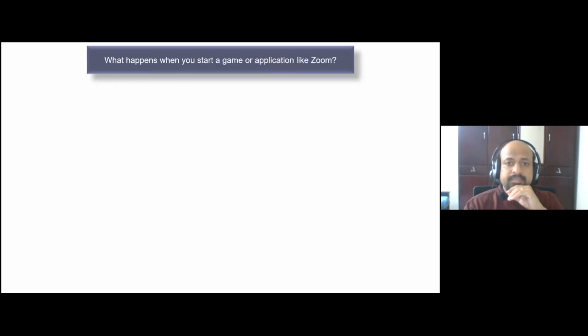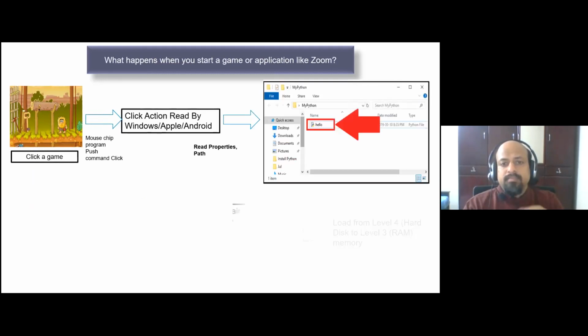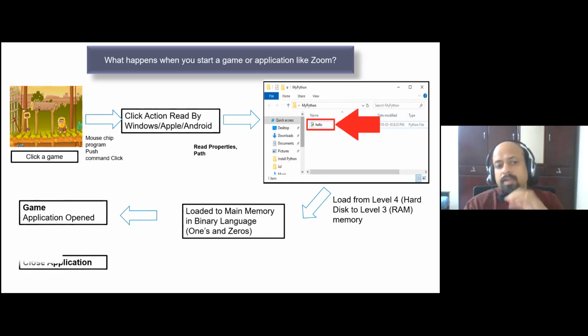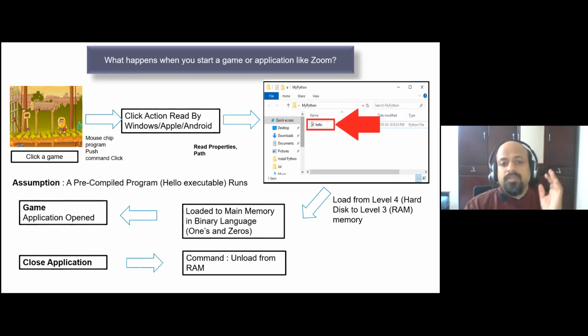Yeah. And then what happens when you click a game or a Zoom application? It goes to its properties and is loaded into memory as binary language. Binary language is 11010, and loaded, the application opens. Close the application, and it is removed from RAM, right? So it is unloaded from RAM if it is closed. Otherwise, it stays in main memory, RAM, as binary language. So binary language is the language of the computer, that is ones and zeros.